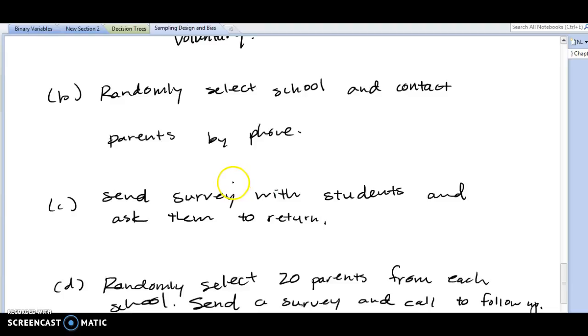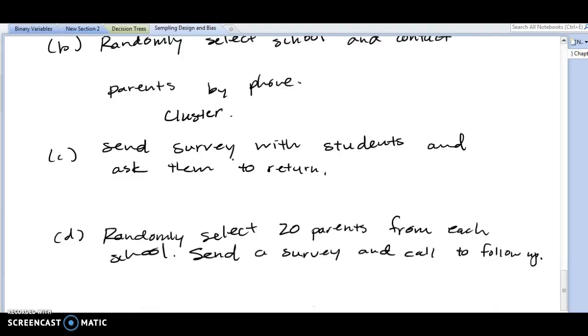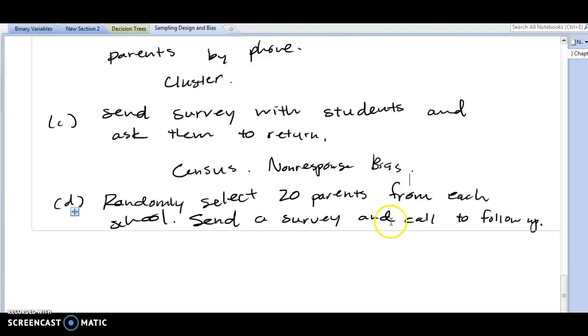The second method would be randomly select the school and contact parents by phone. So this would be cluster sampling. And it's going to have a bias because one school may not be typical of the entire city school system. The third method is send a survey with the students and ask them to return. This is actually an attempted census, but you're going to have a problem because there is a non-response bias. And then the last method is randomly select 20 from each school and then send a survey and then finally call to follow up. So this is stratified sampling, with each school in the school system being the strata, and it has the follow-up, so this should actually be an unbiased attempt.